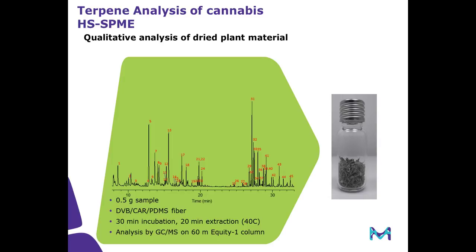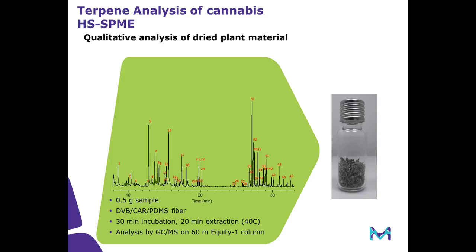There are different types of SPME fibers available, and the one you select depends on what you want to do. So I chose one that would be very good for getting low molecular weight and very volatile compounds. I chose the one described here, this DVB Carboxen PDMS. It was a very, very simple extraction.